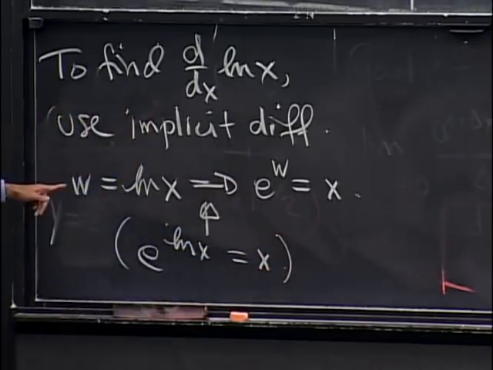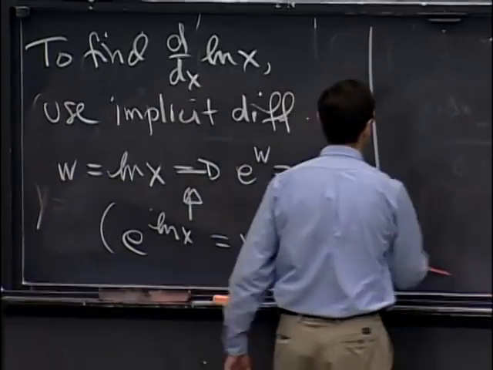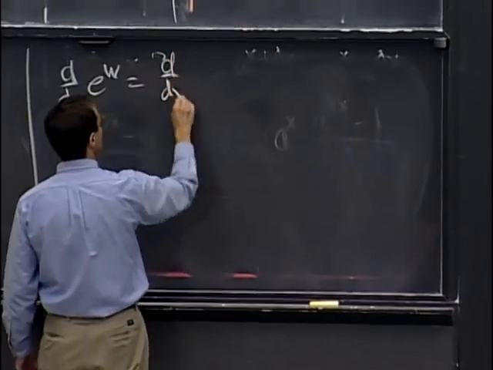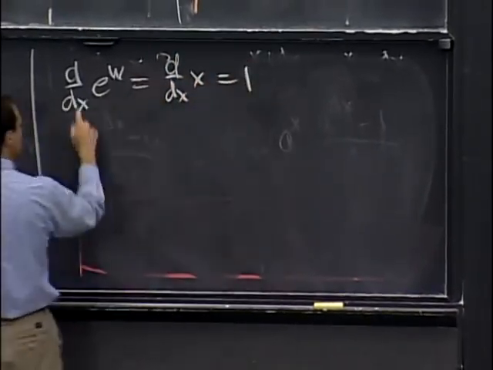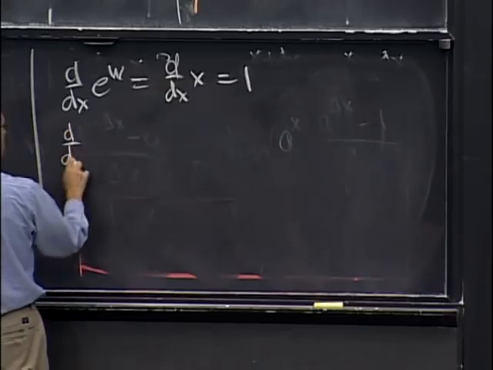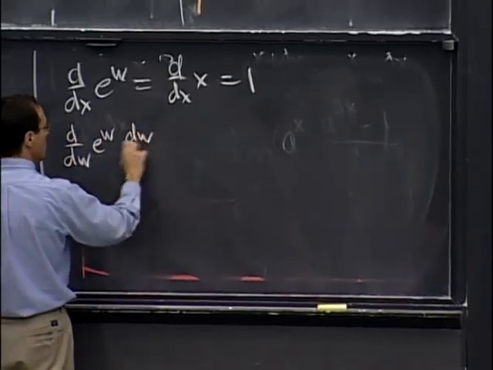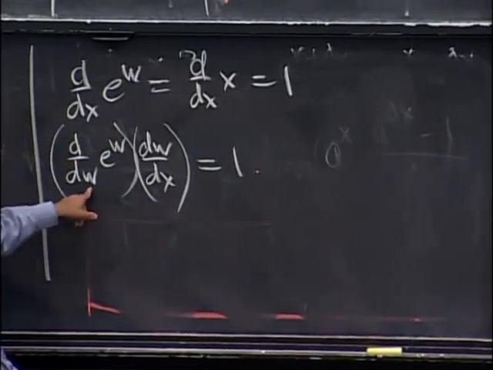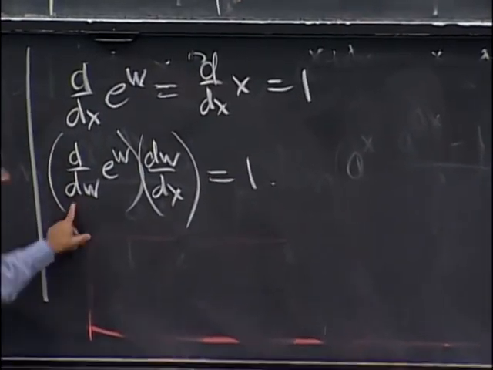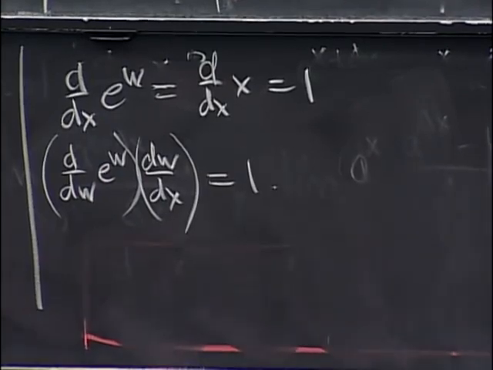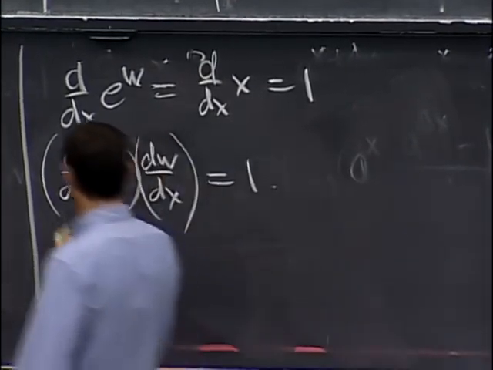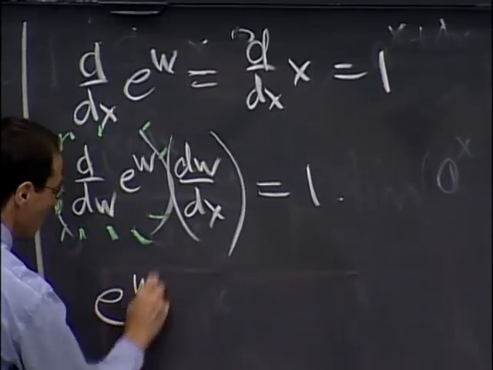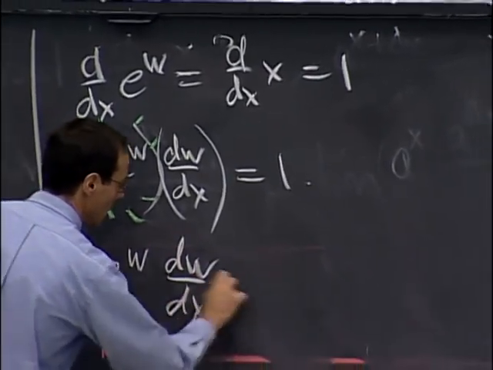All right, now we can differentiate this. So let's do the differentiation here. We have d by dx, e to the w is equal to d by dx of x, which is 1. And then this, by the chain rule, is d by dw e to the w times dw dx, the product of these two factors. That's equal to 1. And now this guy is the one little guy that we actually know and can use. That's this guy here. All right? So this is e to the w dw dx, which is 1.